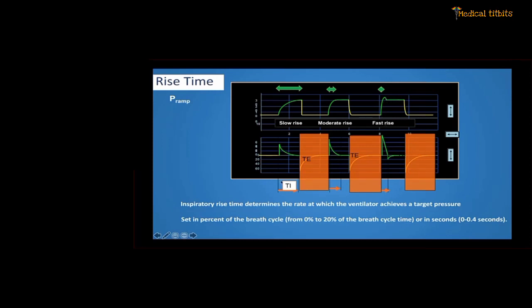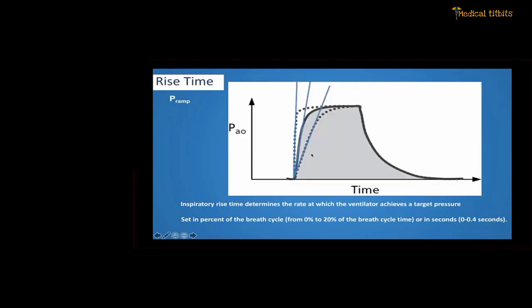target pressure. So ramp time you can set either as the percentage of breath cycle time or in seconds. Okay. Some manufacturers use a proprietary term, P-ramp, otherwise rise time. Okay, these are the different slopes or curves. This one is fast ramp, intermediate and slow rise time.